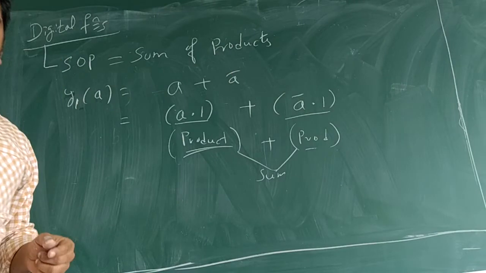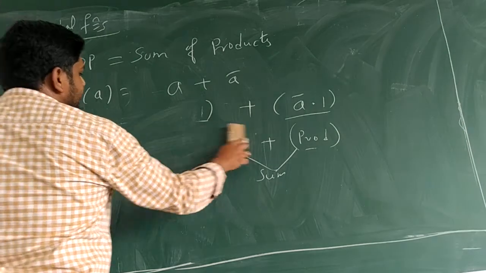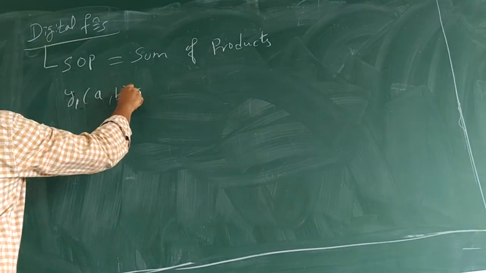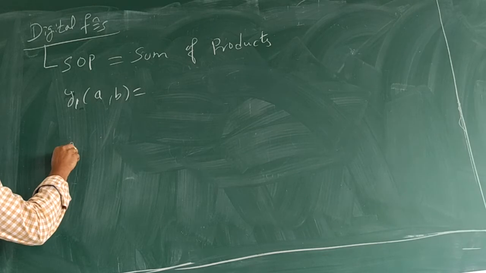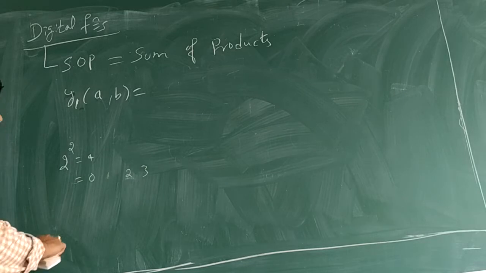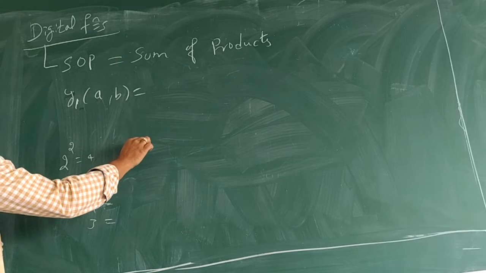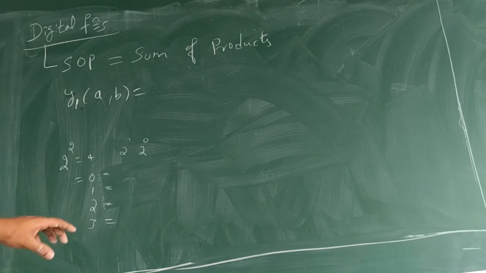Okay. Since I took a single variable, it is like this. If I take two variables, you will get more possibilities. Let me enhance. y1 is a function of two variables A and B. Please recall 2 raised to 2 is 4, that means 0, 1, 2 and 3. Let me write 0, 1, 2 and 3. Substitute here the formula, 2 raised to 0 and 2 raised to 1.